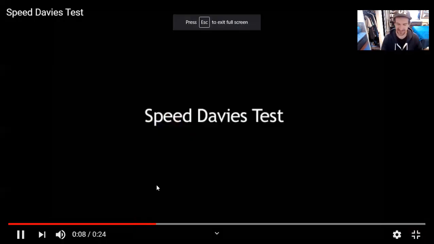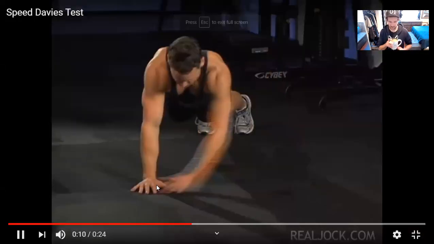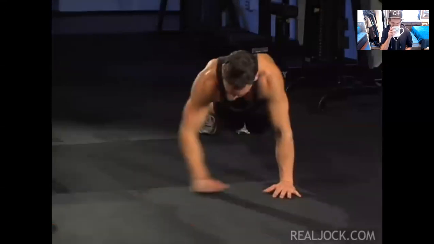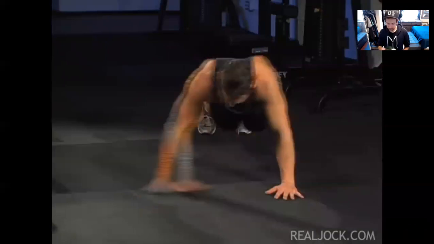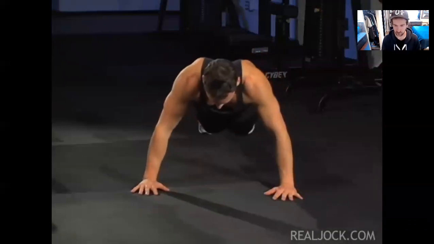So you can kind of see it here. Place your hands wider than your shoulders in a plank position. As you tap each hand to the other, keep your plank position strong and flat with your shoulders and hips parallel to the floor.